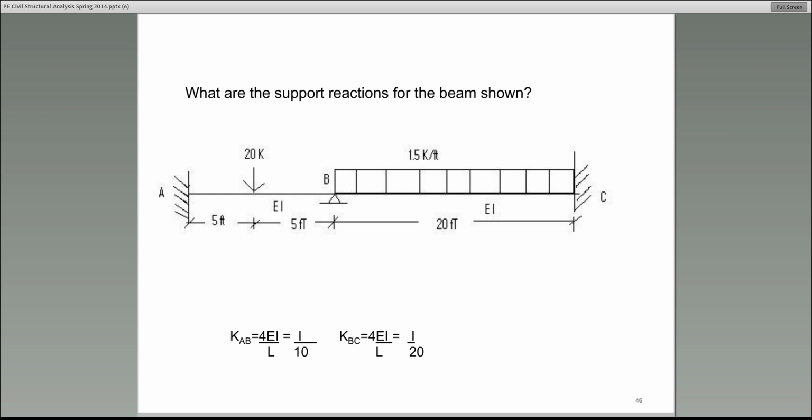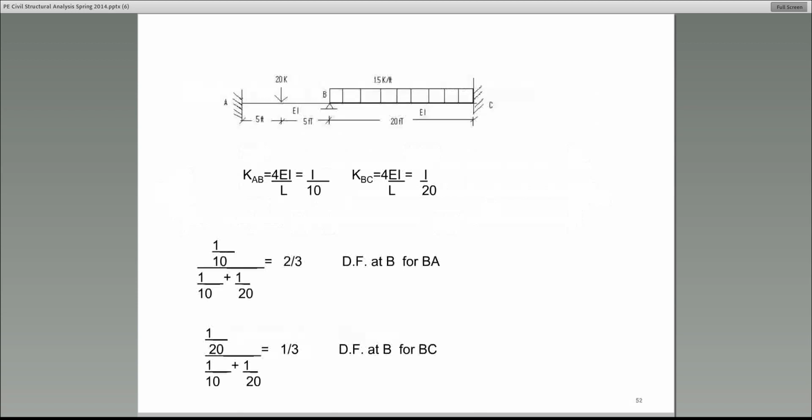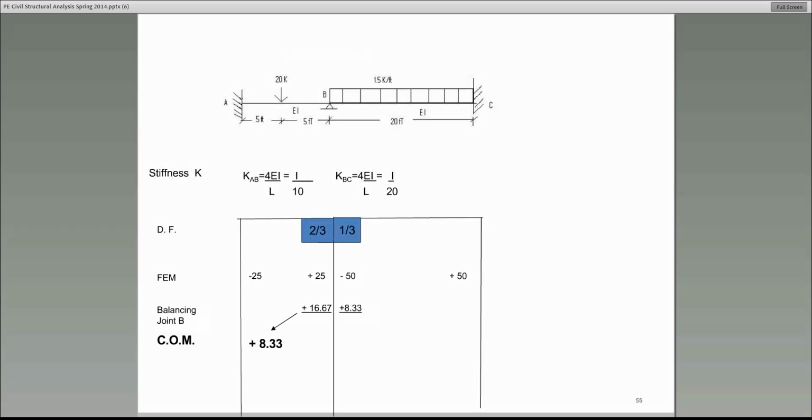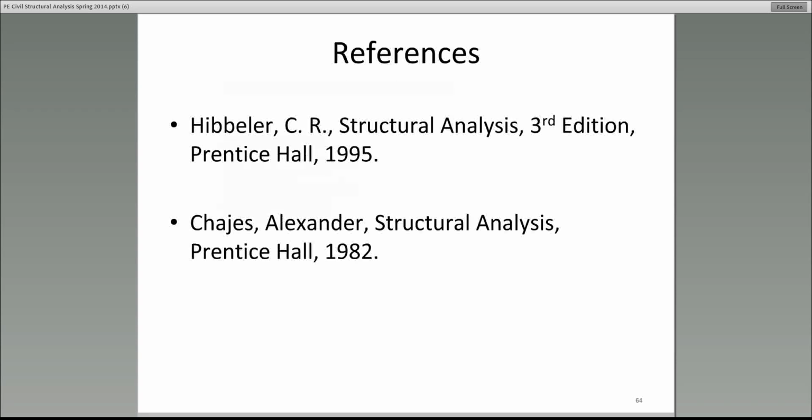I have this in here for those of you who will be taking the structures exam in the afternoon. I'm not going to go over this, as I mentioned in the very beginning of this session, but I need for you to follow that. Now here, these are the answers to different members of that square truss on slide 33. I think this was the last slide, but we still have a few minutes. I want to talk about a few things. These are test-taking ideas.